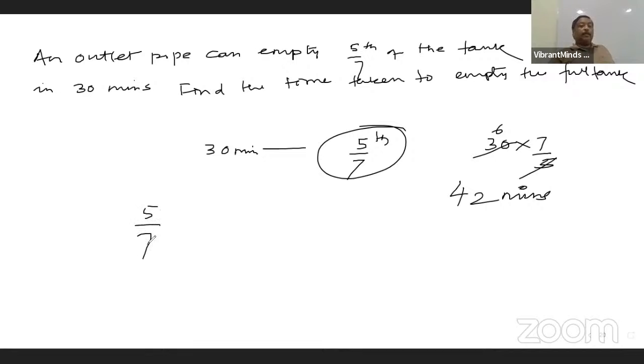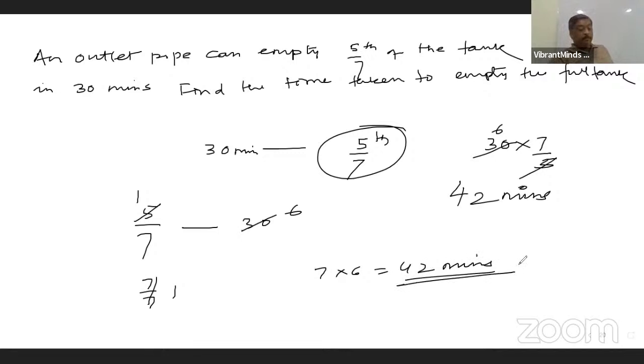Now we can see it once more. We can see it like this: 5/7 of the tank can be emptied in 30 minutes. So 1/7 of the tank can be emptied in 6 minutes. So for the full tank, it will be 7/7, that will give one tank. So 7 into 6, and that is 42. Is it clear? This is another method to solve it. Now, let's see another question.